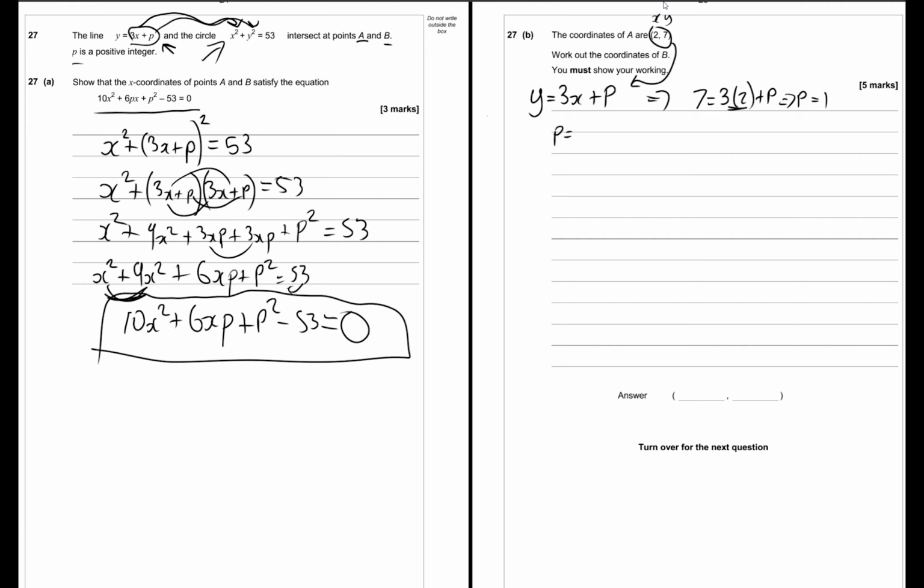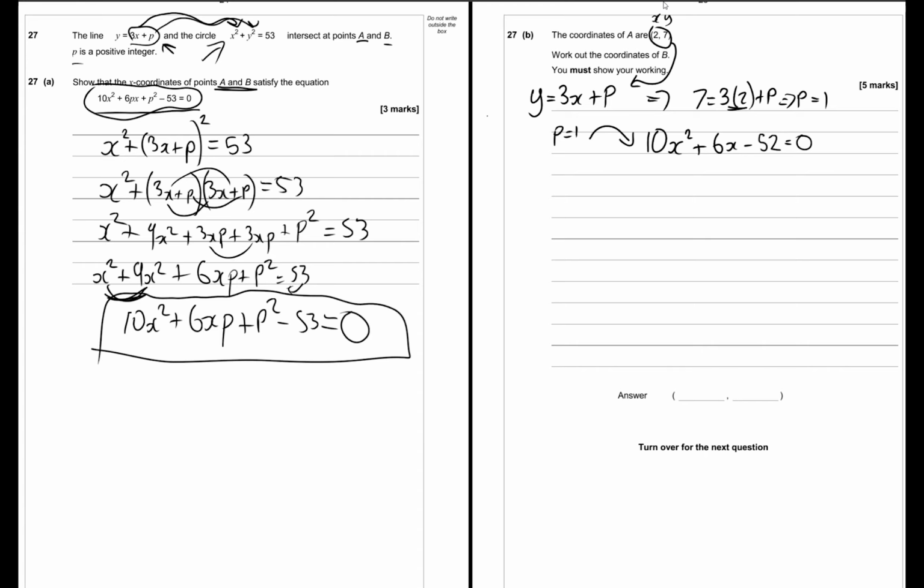So now we know p equals 1, we can substitute this into the big equation we're given over here. And then we'll have an equation which tells you the points of A and B. Okay, so let's substitute p in. So we're going to get 10x squared plus 6, and p is 1, so plus 6x, plus p squared, which is 1 squared, which is 1, minus 53. So plus 1 minus 53. So that will give you minus 52 is equal to 0.